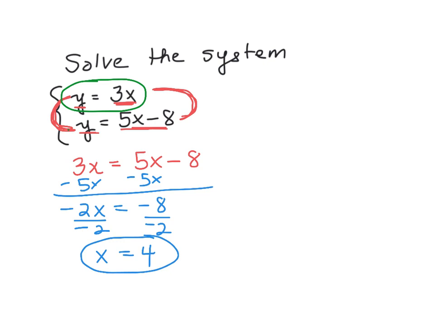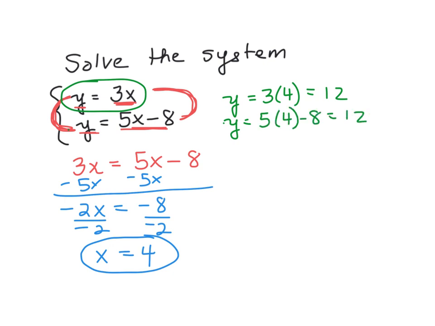If I replace x with 4, I get y equals 3 times 4. So y would equal 12. If I replaced it in the second equation, y would equal 5 times 4 minus 8. Would still equal 12. So it doesn't matter which one you substitute into, we get the same answer either way.